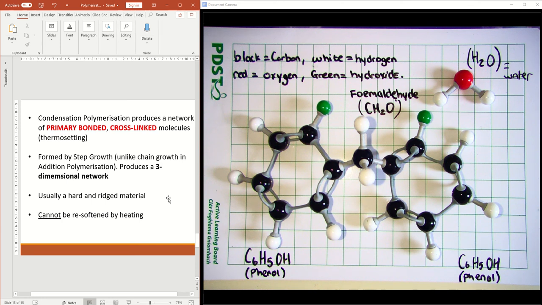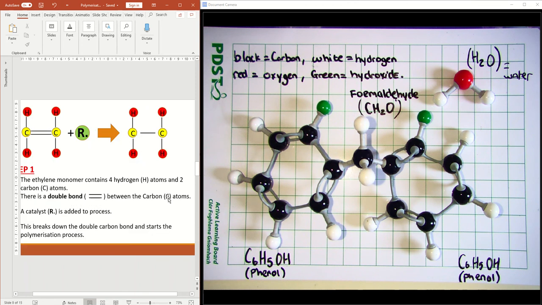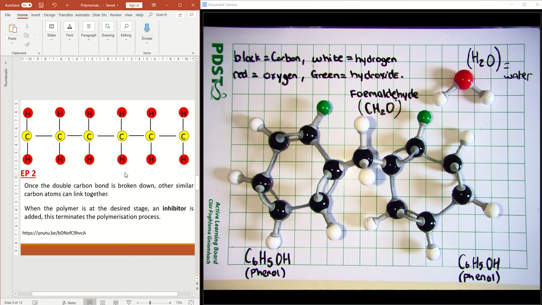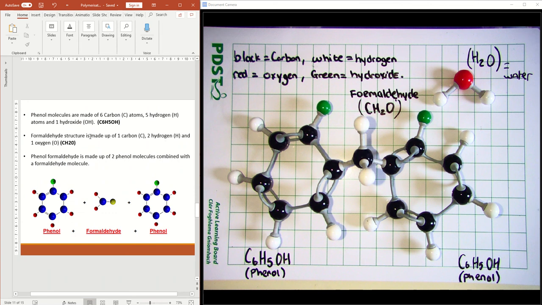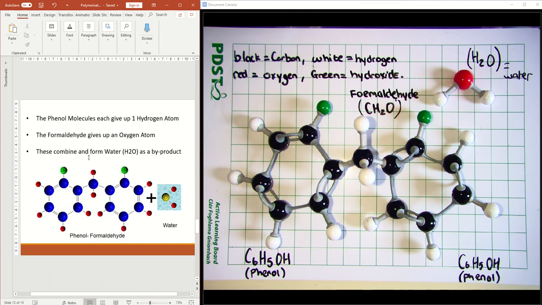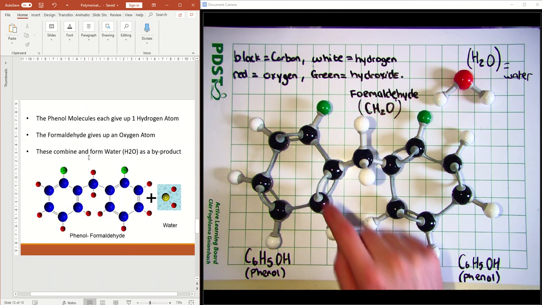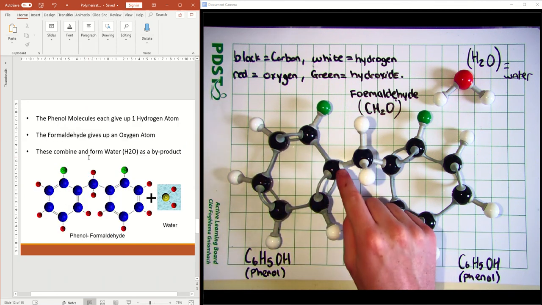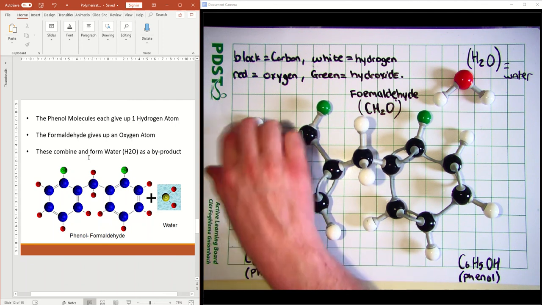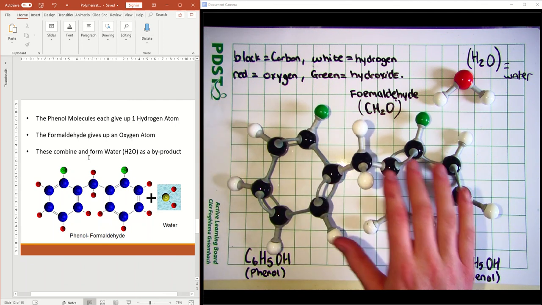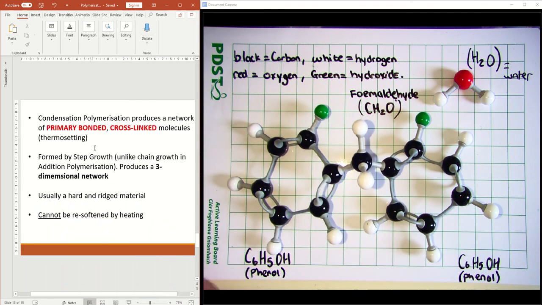So what this means in addition polymerization, okay, so we see here chain growth, it basically meant that they were linking on one to the other. Okay, so there was only one point of contact, or one point where they could link on to each other. So each of the carbons could only link on to the next one at one point. Whereas in condensation polymerization, there's numerous different points where it can link. So I could have linked to this point, this point, this point, this point. Any of the hydrogen atoms I could have given up. Okay, so this means that it's formed by step growth, and this produces a three-dimensional network.